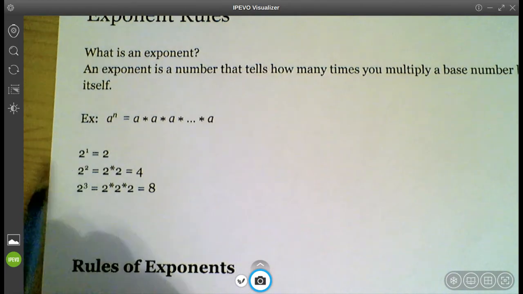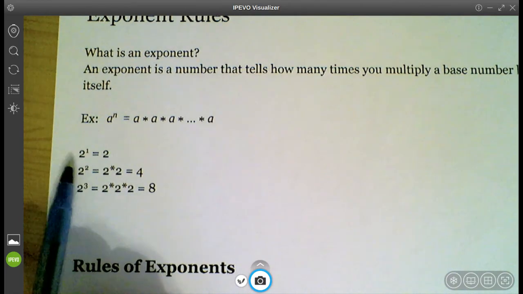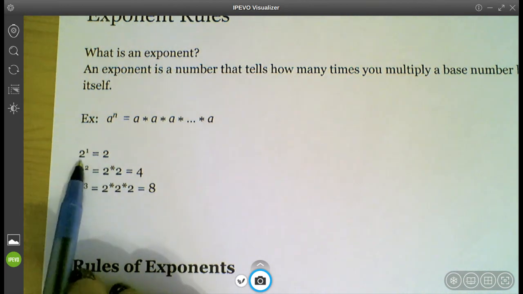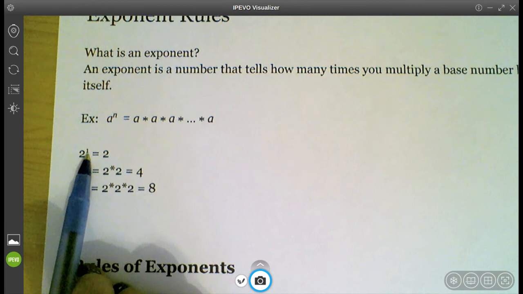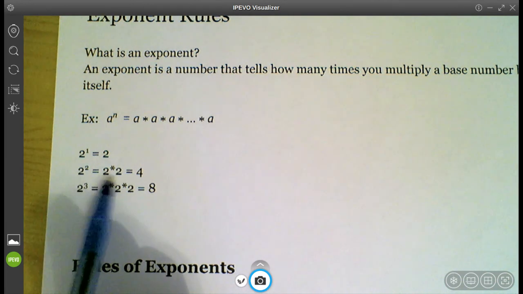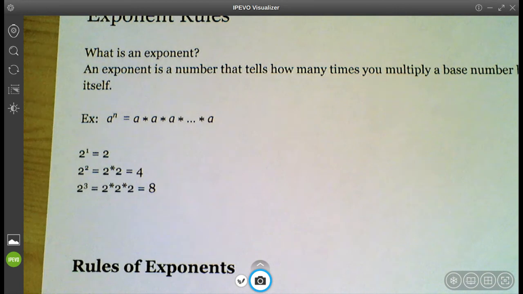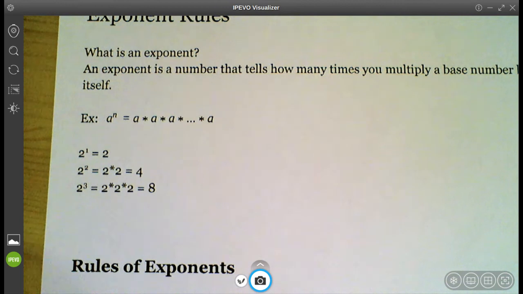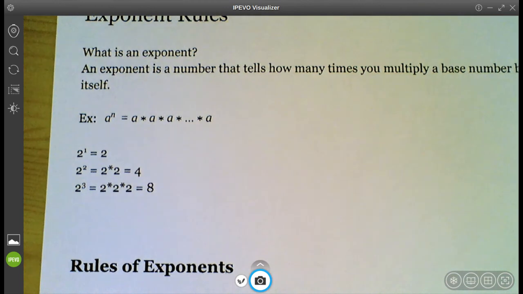With numbers, it might be a little bit easier to understand. 2 to the first power is just 2. You're not multiplying it by anything. We often don't write the 1 as the exponent. 2 to the second power would just mean you take 2 times itself twice, which would be 4. And 2 to the third power would be 2 times itself 3 times, which would be 8. So you could keep going and increase that exponent.